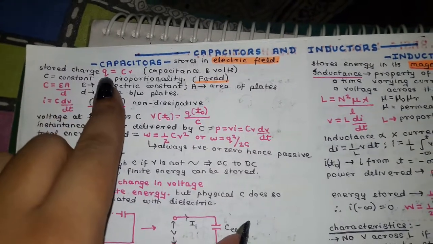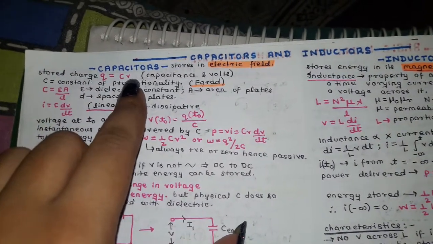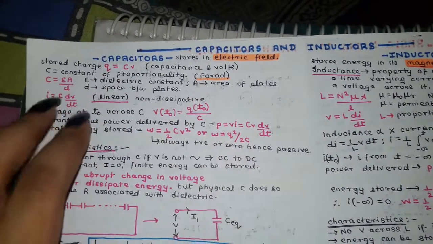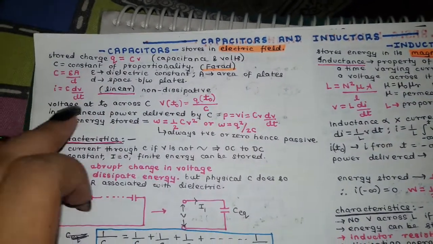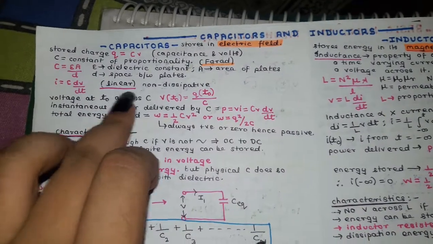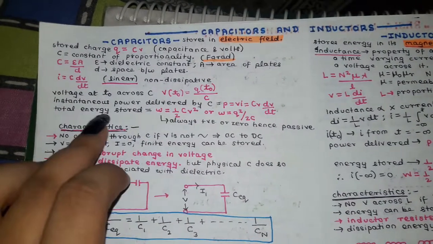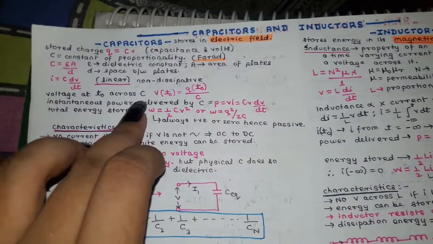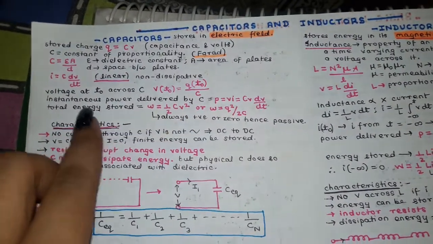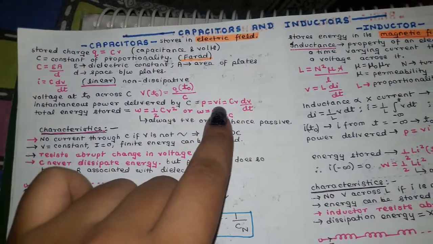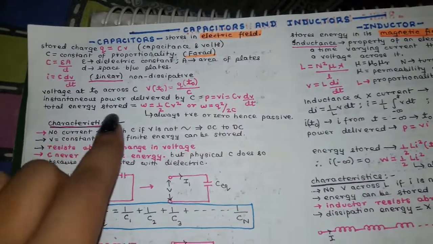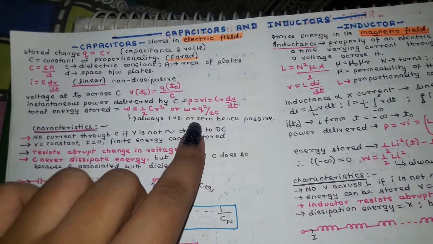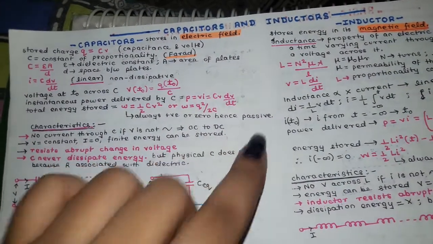The charge stored by a capacitor is in the form of electric field. We have the certain formula for capacitance, volts, and certain formulas regarding this. The element is linear and non-dissipative. Voltage at a certain time across the capacitor is given by this formula. Instantaneous power delivered by the capacitor is given by this formula. Total energy stored is given by this formula, and it is always positive or zero, hence it is called a passive element.